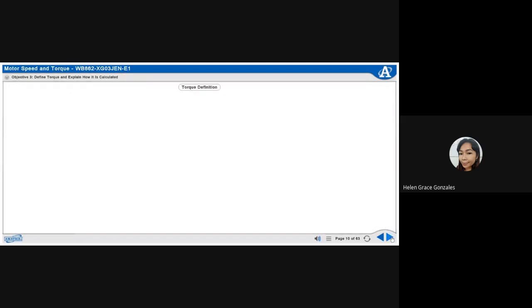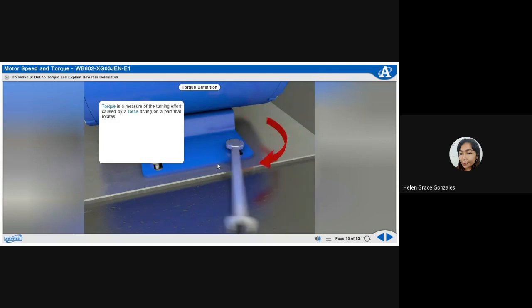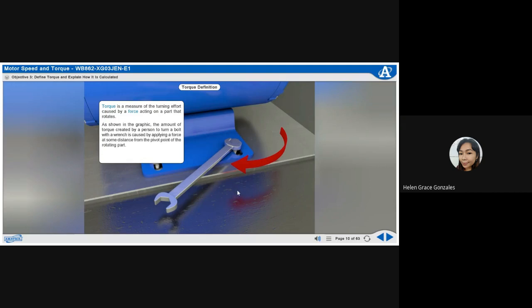Define torque. Torque is a measure of the turning effort caused by a force acting on a part that rotates. As shown in the graphic, the amount of torque created by a person to turn a bolt with a wrench is caused by applying a force at some distance from the pivot point of the rotating part. In this case, the rotating part is the combination of the wrench and the bolt.